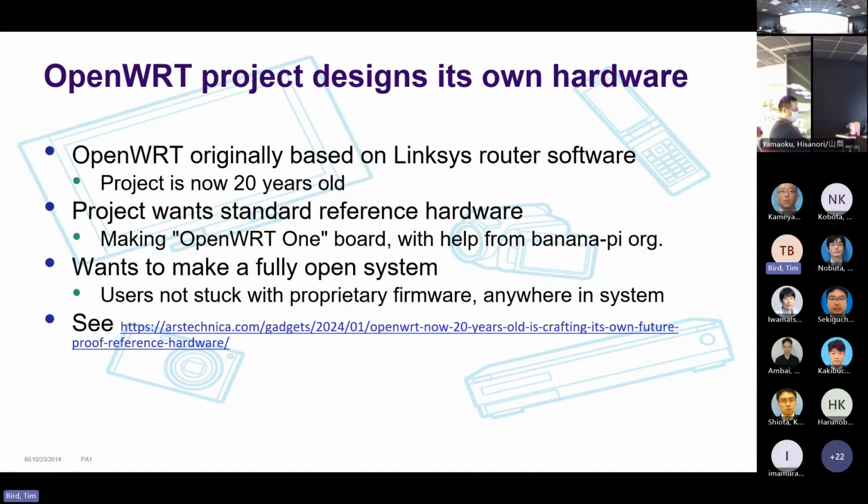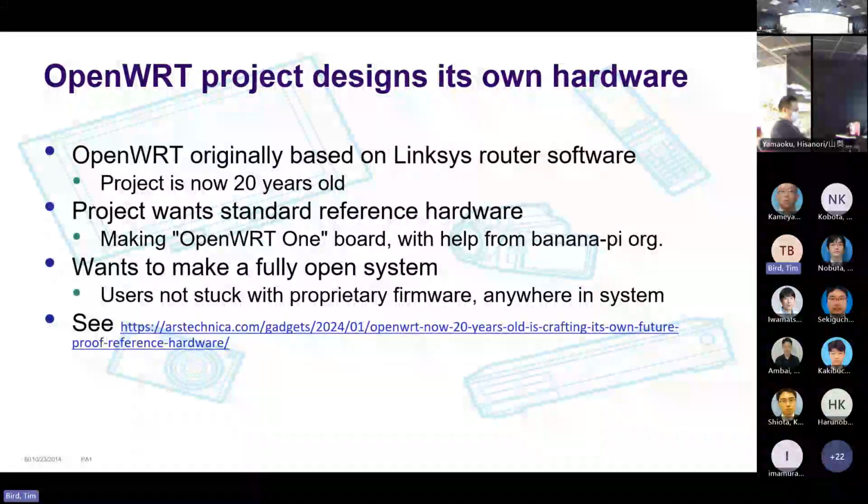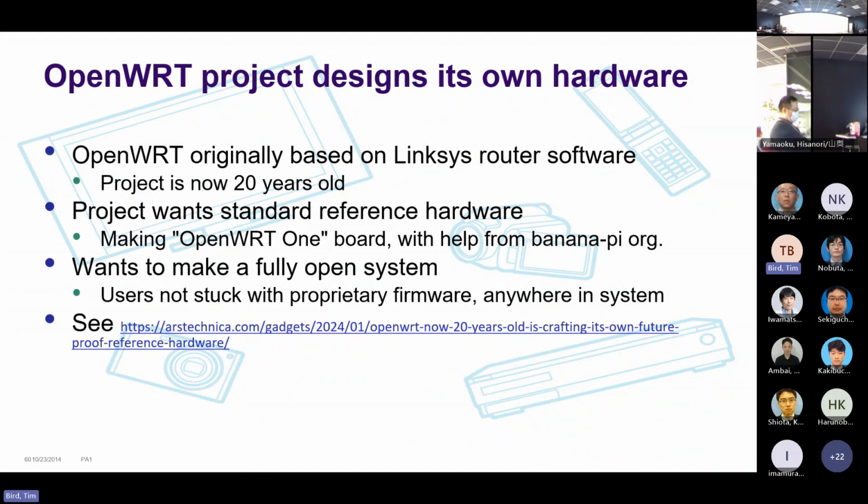The OpenWRT project is designing its own hardware. The OpenWRT project is now 20 years old. It was originally based on Linksys router software, and they've been making router software for all kinds of commercial routers. People take the commercial software off and put on the OpenWRT software, and they have a lot more control over how the router works and what features it has.